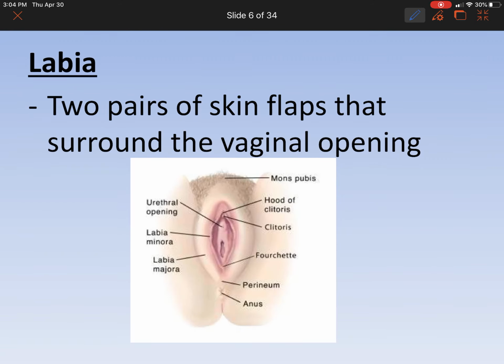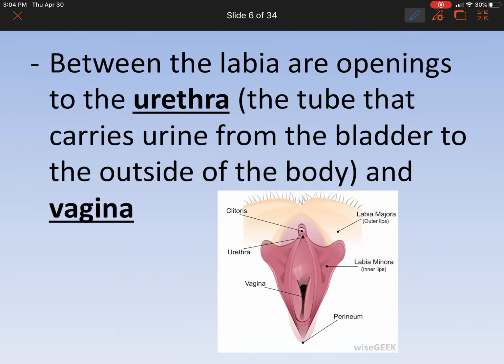Now we're going to take a look at the different structures in particular. The first one we have is the labia. The labia is the two pairs of skin flaps that surround the vaginal opening. This one has the labia minora and majora. Basically, that's just an inner and outer part of it. If you look here, it's these parts here. This is the labia. It's the skin flaps that surround the vaginal opening.